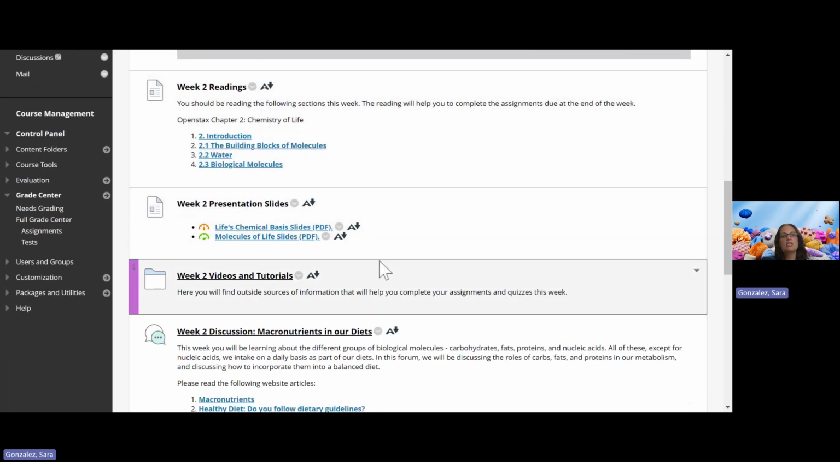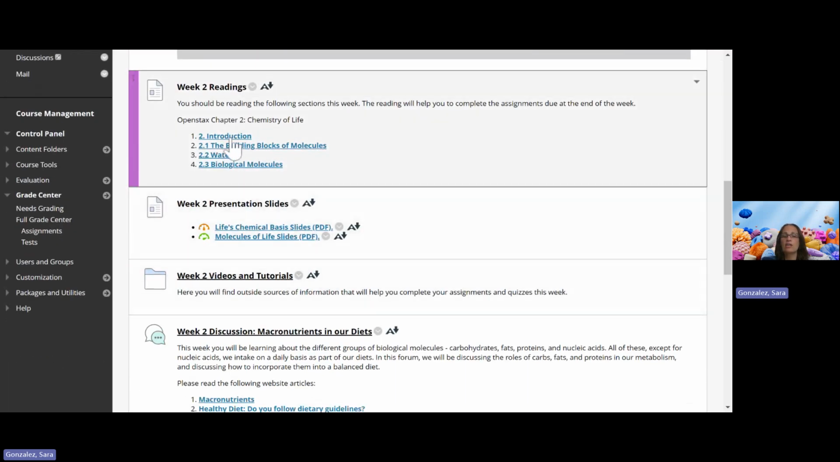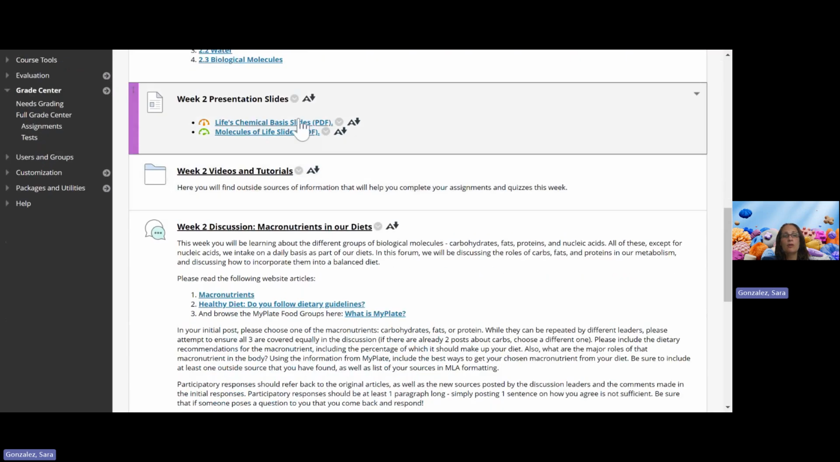This week's readings are going to be mainly focused on Chapter 2, the chemistry of life. So pay attention to the intro, 2.1, looking at the building blocks and molecules, 2.2, looking at water, and then biological molecules in section 2.3. There are also some PowerPoint presentations. So take a look again at life's chemical basis slides, as well as the molecules of life slides.